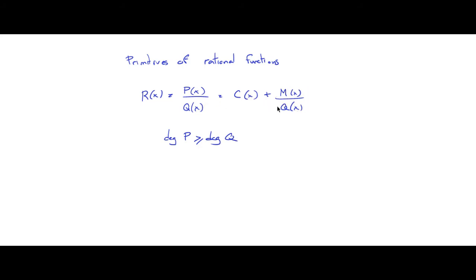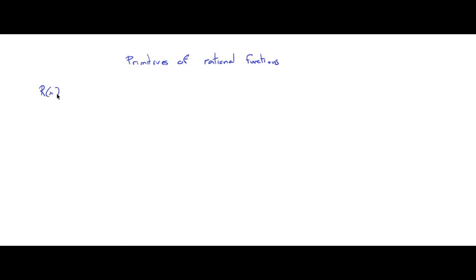So it doesn't matter what the degree of the original rational function is, we can always transform it into a rational function where the degree of the numerator is smaller than the degree of the denominator. Now how do we deal with this? Well, let me write it here. This is R, which is P divided by Q.